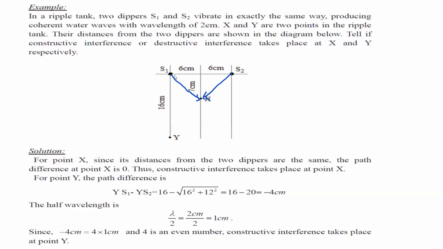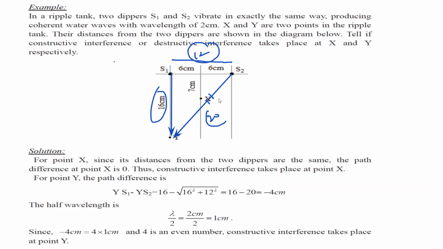But what about this position? This distance is what? 16. And this distance is what? You have to use the Pythagoras theorem to know this distance, because this total is 12 and this is 16. So 12 squared plus 16 squared, in a root. So you get 20. Because this is a base and perpendicular, we need this distance. So this distance is 20 and this is 16. So what is the path difference here? The path difference will be 20 minus 16, which is 4 centimeter.